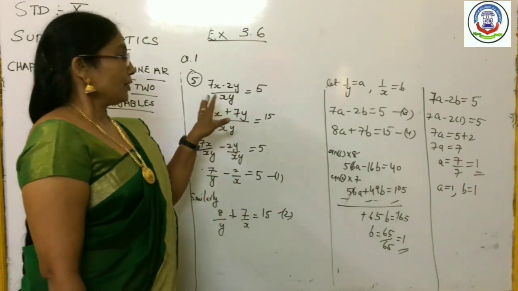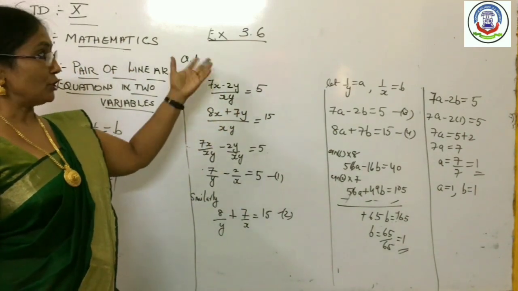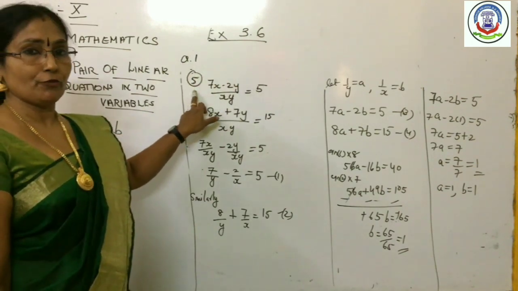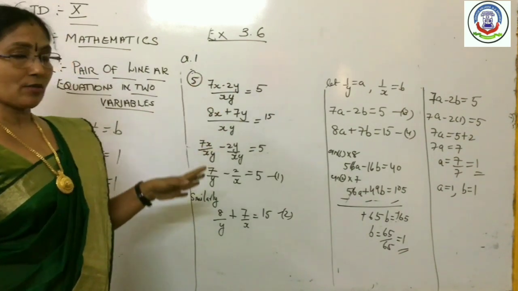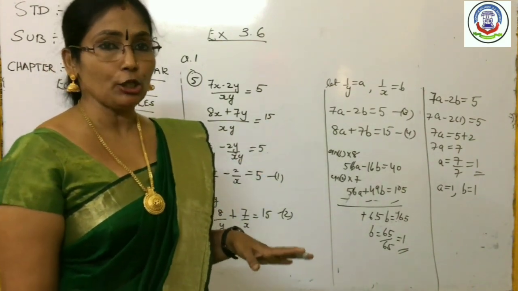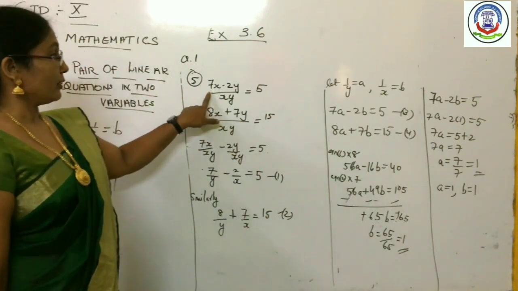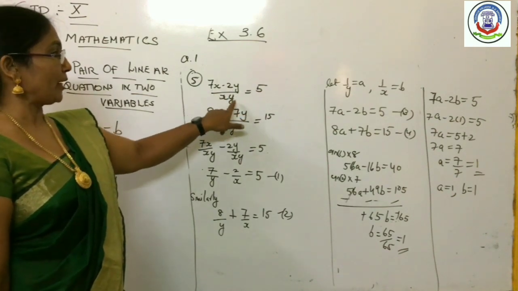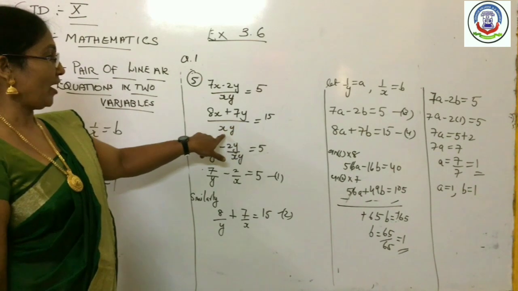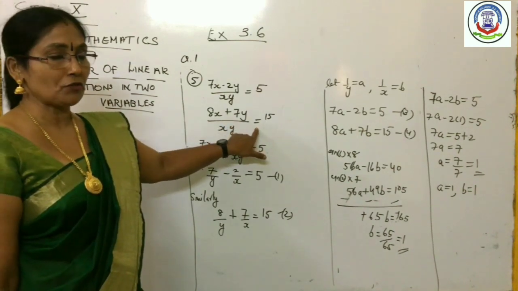Now, let us do another sum which is of the same exercise 3.6, question number 1, fifth question. So what type of substitution you are going to do there for making it as a linear equation in two variables? Look at the question. Here the question is like this way: 7x minus 2y upon xy is equal to 5. 8x plus 7y upon xy is equal to 15.